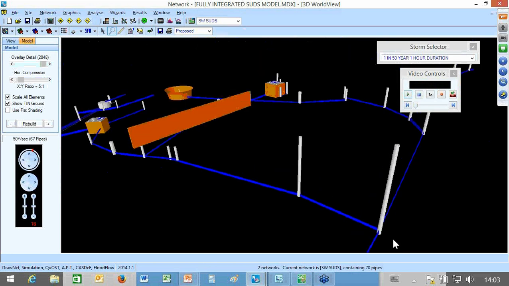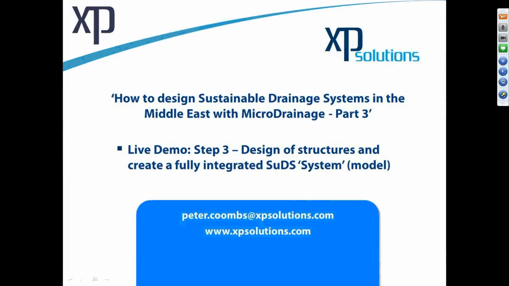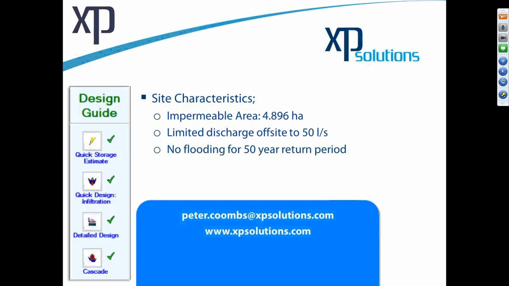I'm just going to take the final few questions. So these are the site characteristics of the impermeable area, the limited discharge off the site to ensure that we had no flooding for the 50-year return period. We used the design guide. This is all in the source control module.